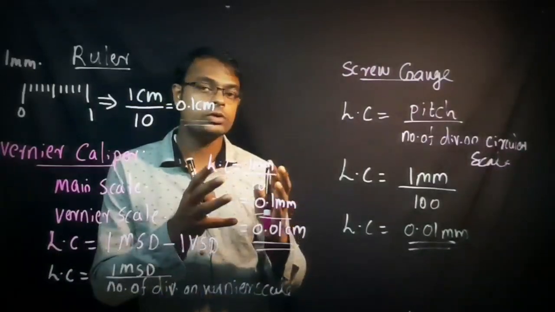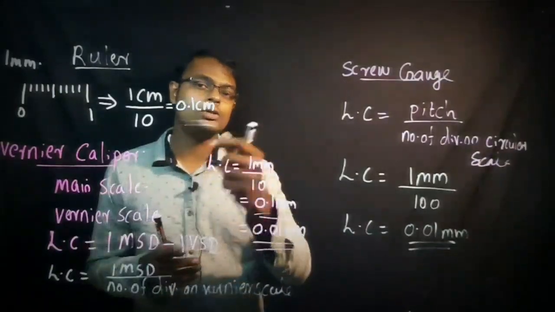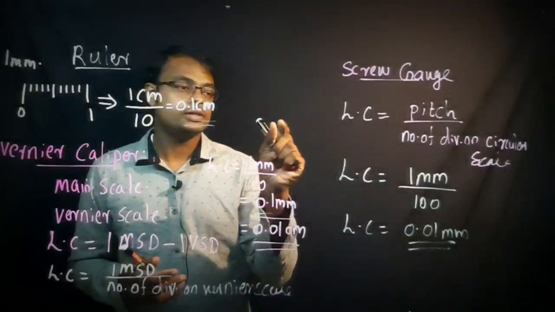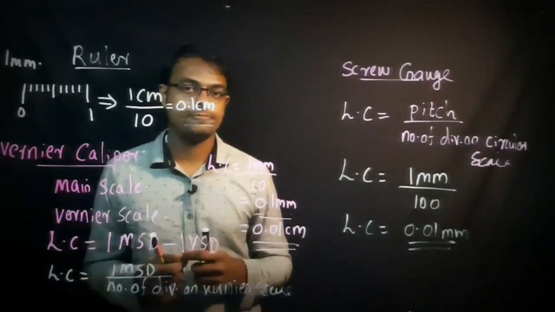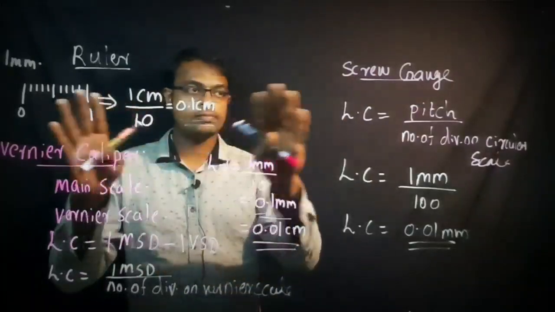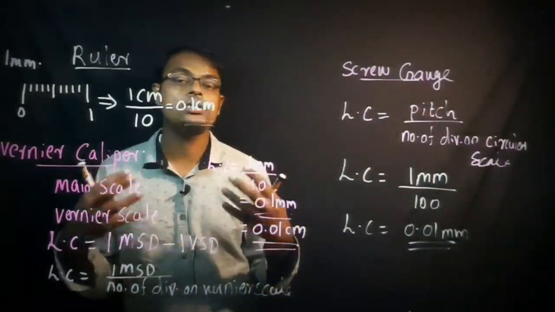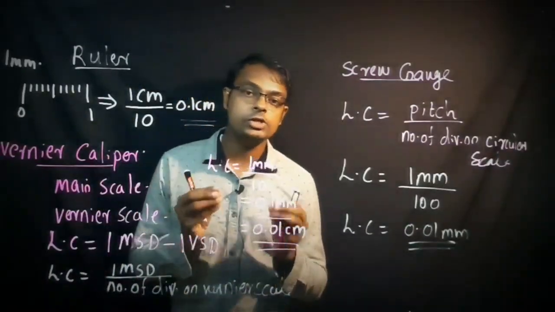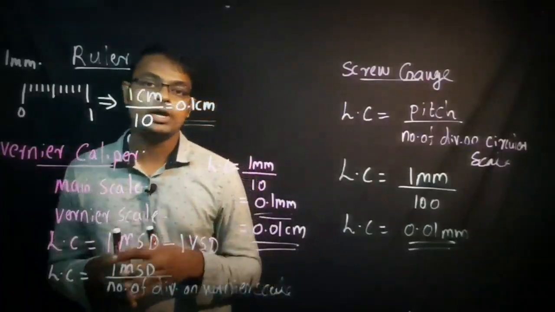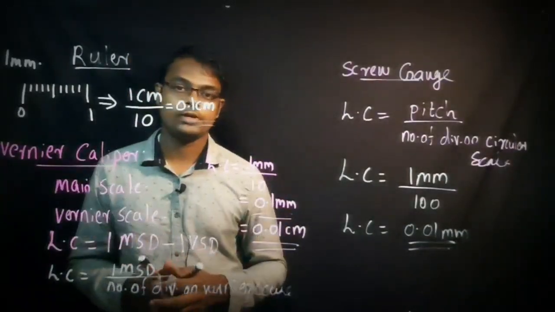So the screw gauge is the instrument used to measure very small thickness, like the thickness of a paper or of a small glass sheet, etc. Okay, so once again, what is meant by least count? It is the minimum value that can be measured using any instrument, and it is also called the limit of resolution. I hope it is clear.